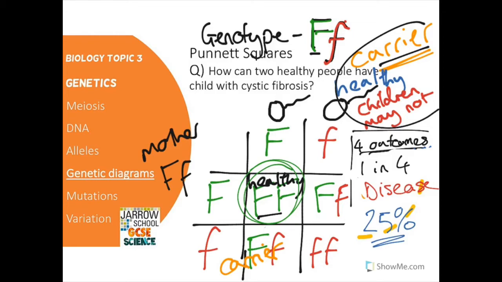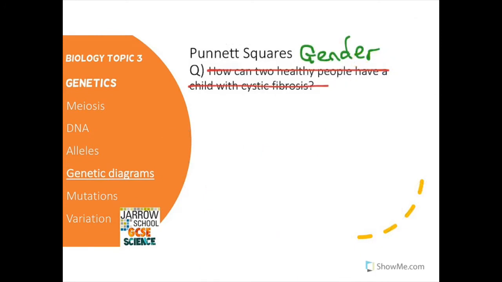So how can 2 healthy people have a child with cystic fibrosis? This is if they are both carriers and the child inherits 2 of the unhealthy alleles for a recessive disease. So we're going to recap some of the keywords now.